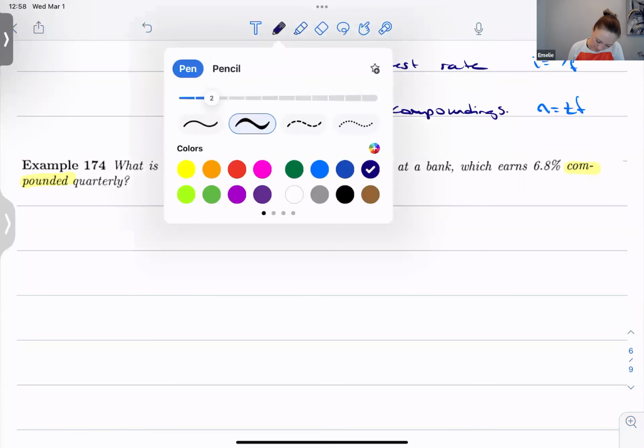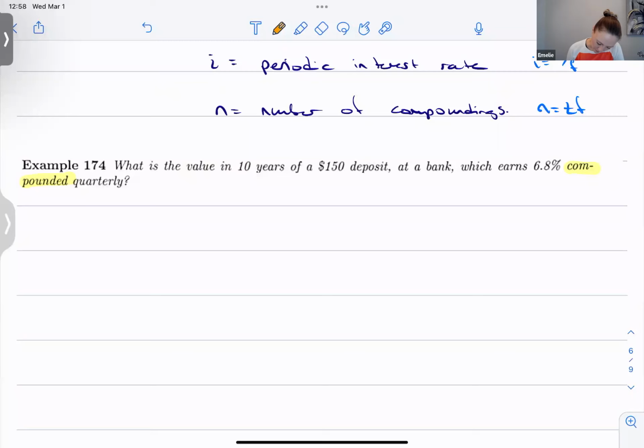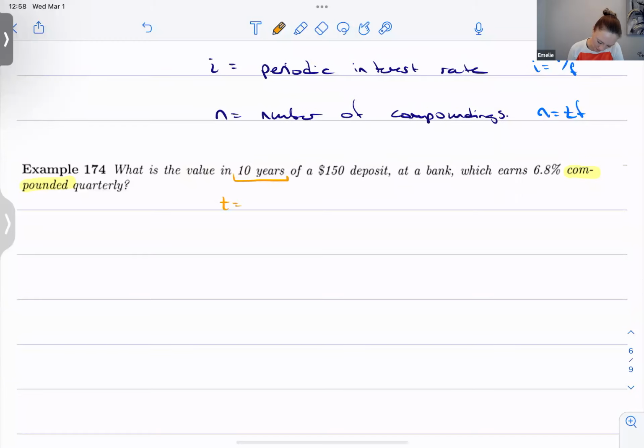Okay, a couple of different components. 10 years is t, the term of the investment. So time is 10 because time is in years. The same rules apply for finding t: you have to convert it to years. And the present value is 150.